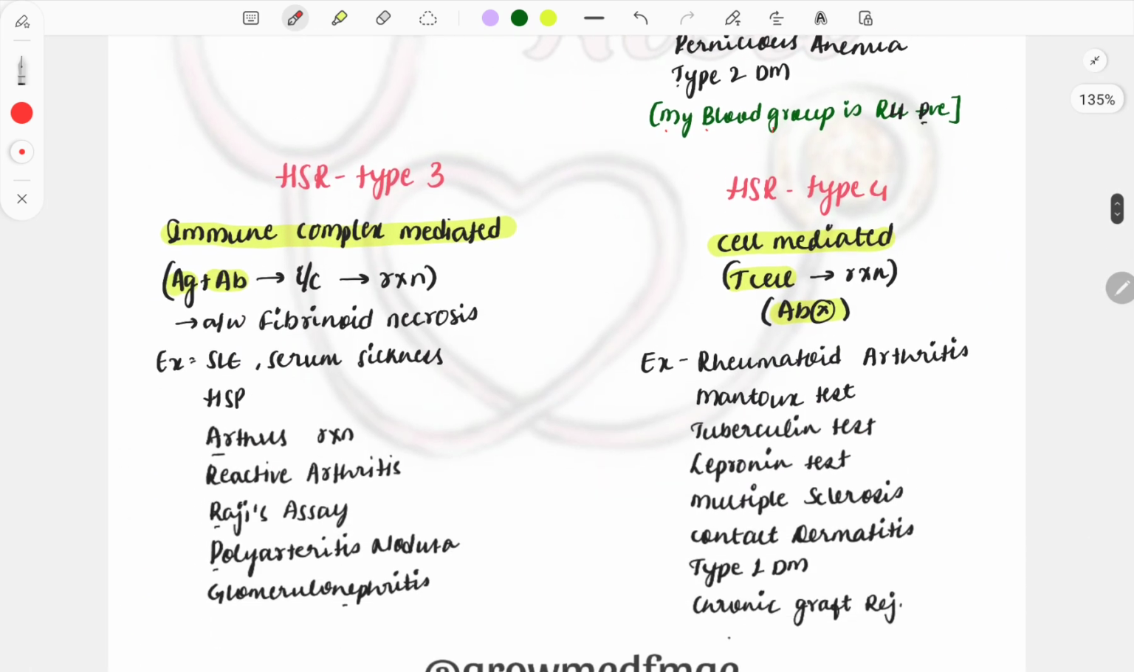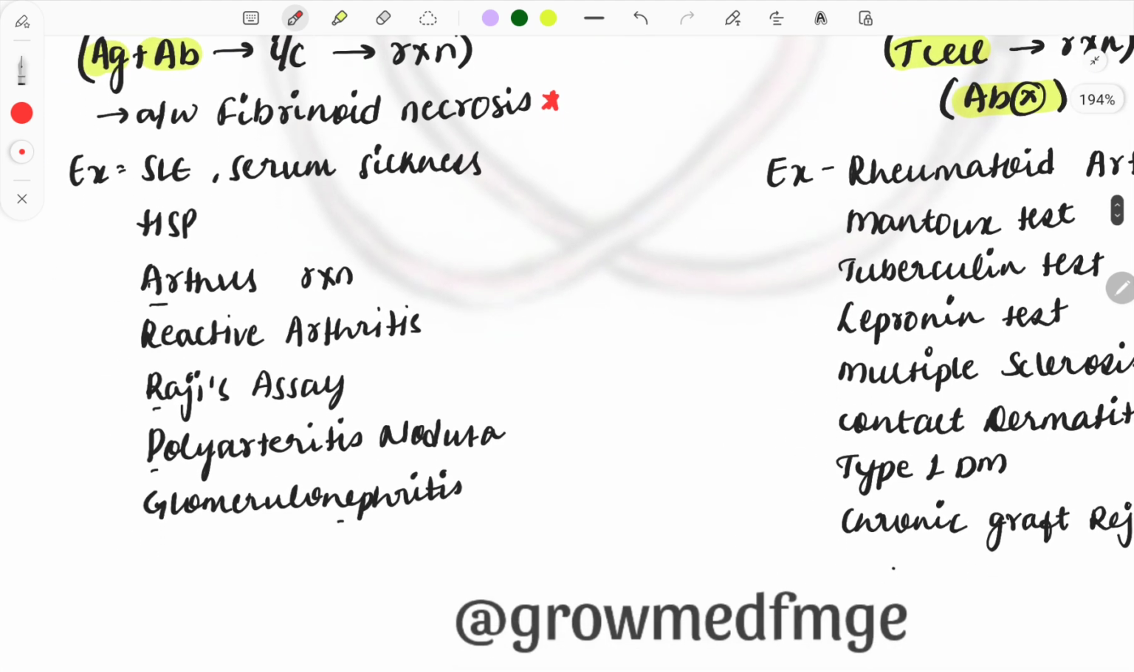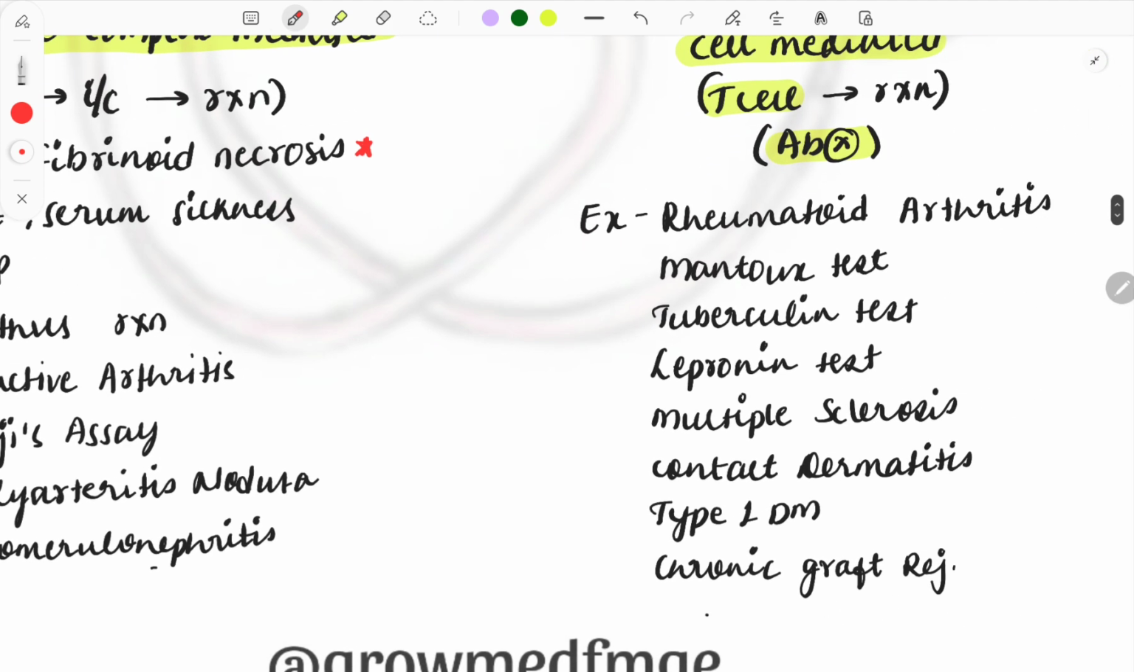Okay, then hypersensitivity type 3, immune complex mediated. So in this, the triggering factor will be the immune complex, so the combination of the antigen as well as the antibody, and associated with the fibrinoid necrosis, PYQ. Then the examples, so these are the examples of the type 3.